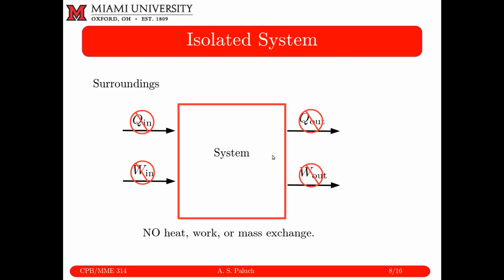In an isolated system, we say our system is isolated if it can't exchange heat, work, or mass with the surroundings. So a system is isolated if there's no exchange of heat, work, or mass with our surroundings.